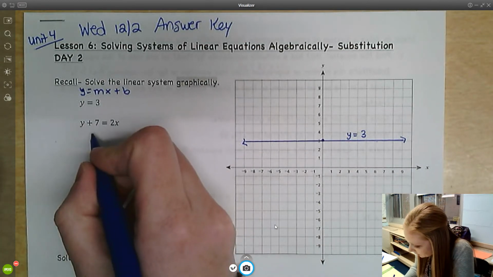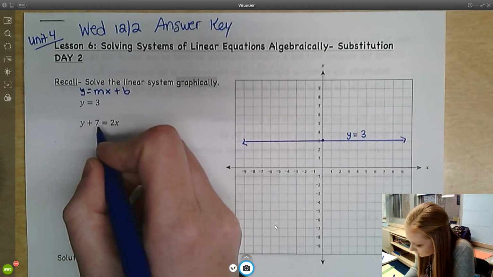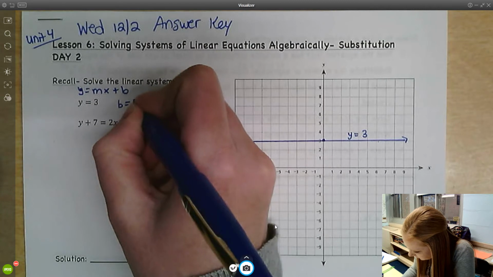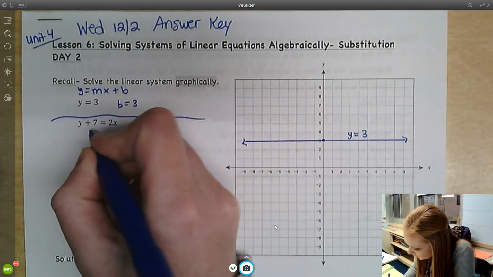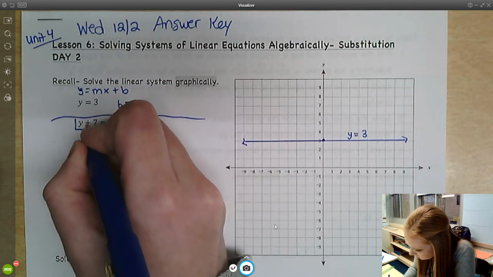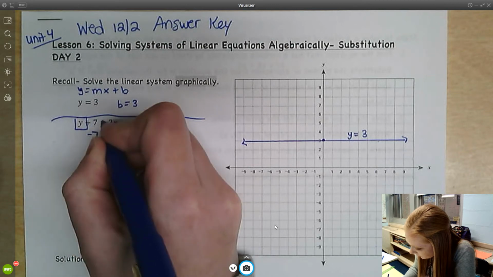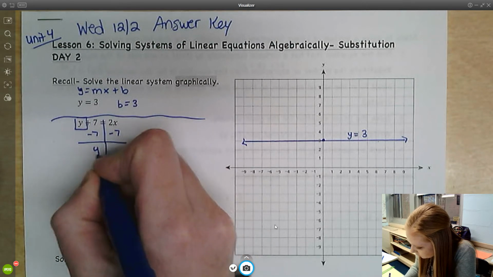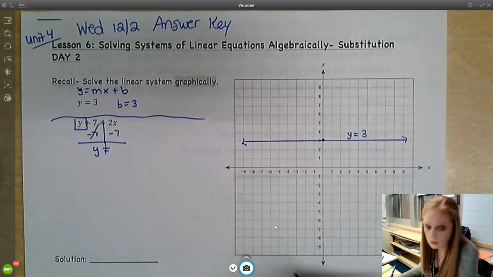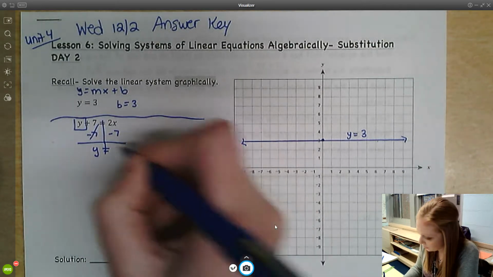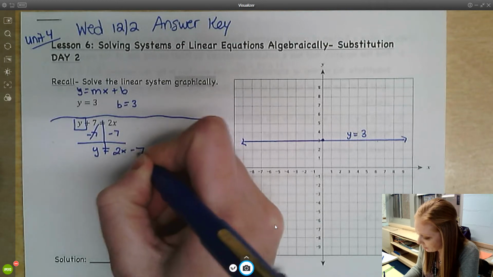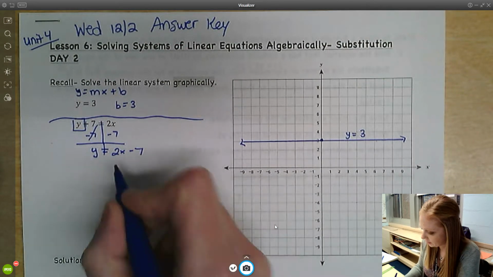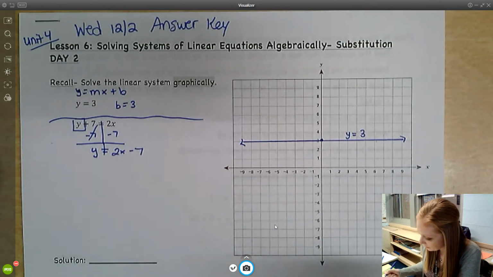The second equation is not in y equals mx plus b form. So I'll just write here that the b is 3. For this one, we need to get the y by itself. To do that, we're going to subtract 7 on both sides, and then we'll rewrite our equation with the y all by itself. y equals 2x minus 7. You cannot combine the negative 7 with the 2x. One has an x and one doesn't. They're unlike terms. So now this is in y equals mx plus b form.